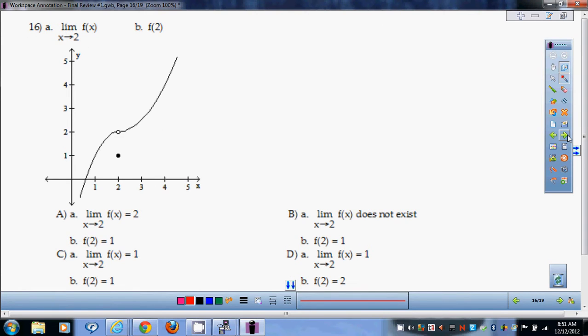Well, what's this one? And if you say it doesn't exist, you're wrong. What is this limit going to be? 2. Why? Because that's where they both meet from both sides. So therefore, it has to be. None of these would even need function value. What would the function value be on that problem? At 2, what's the value? 1. That's where the dot is. Very good.